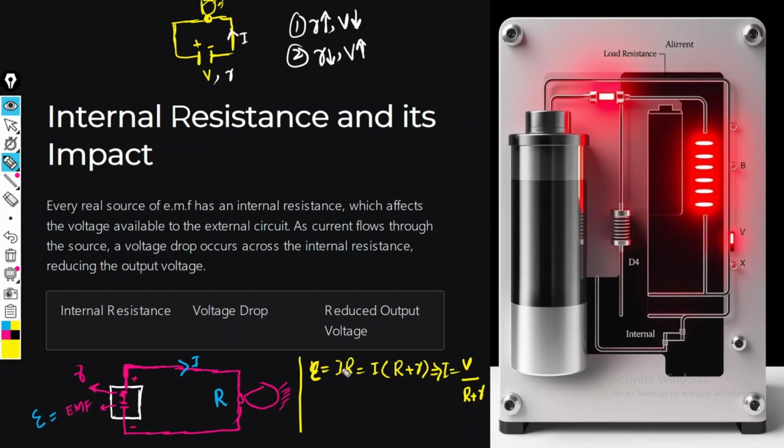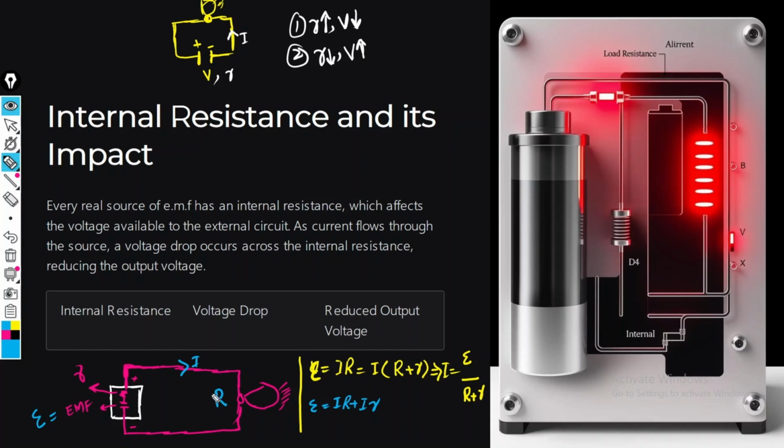This electromotive force is equal to IR, where I represent this R with the capital R and small r. This is the simple formula. What I am going to do is rearrange this equation. In order to rearrange this, it will give us the electromotive force given by I capital R plus I small r.